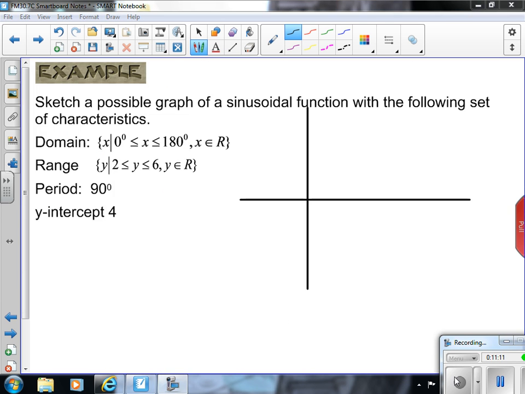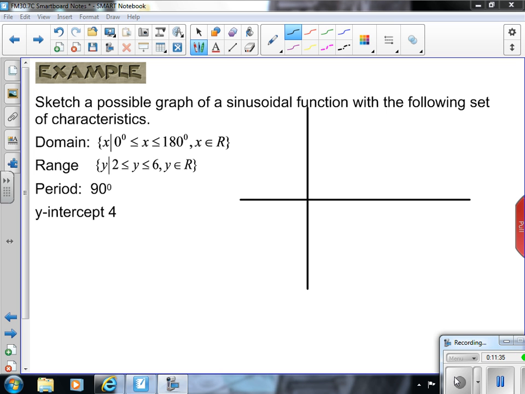For this next example, we want to sketch a possible graph of a sinusoidal function with the following set of characteristics. So our domain tells us that it's going from 0 to 180 degrees. The range is 2 to 6, so that tells us a lot of information. Our period is 90 degrees, and the y-intercept is 4.